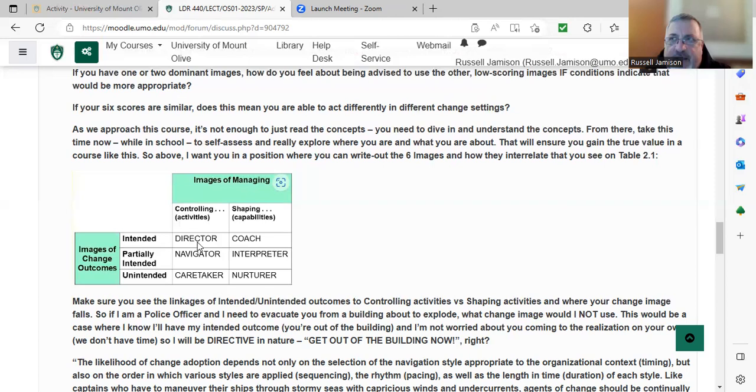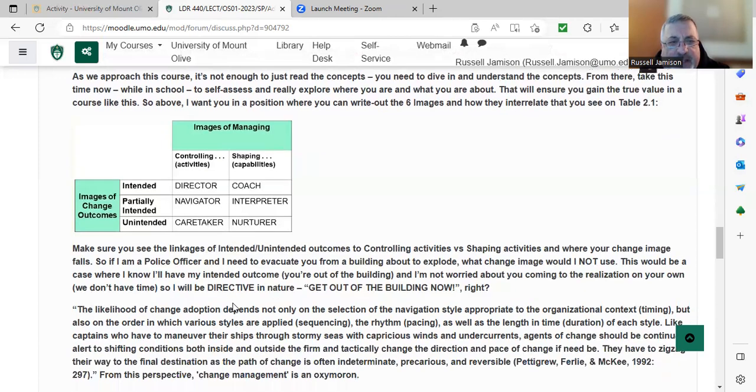Anyway, so your 6 images, and on your screen you can see me circling them with the cursor: director, coach, navigator, interpreter, caretaker, and nurturer. As we went through this, most of you answered it, but 3 of you did not. That doesn't help me out much in teaching this course because I'm going to now have to apply a presumption to many of them.